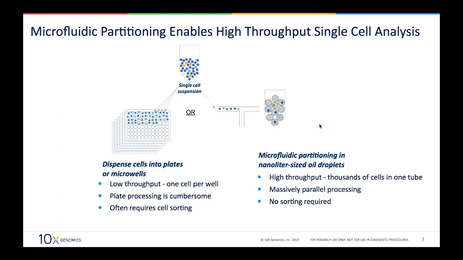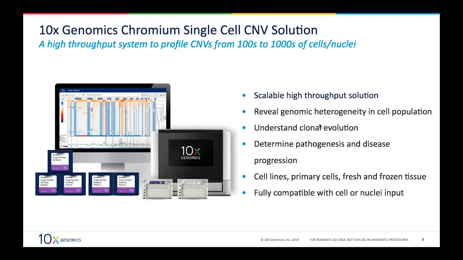So this is the basis of the 10x Genomics Chromium system. We have different systems that can study single cell or different analytes of single cells using microfluidic partitioning, including transcriptomics and epigenomics. But today I would like to talk to you about the single cell DNA solution. This solution is a high throughput system that allows you to profile copy number variations of populations of cells ranging from hundreds to thousands of cells.